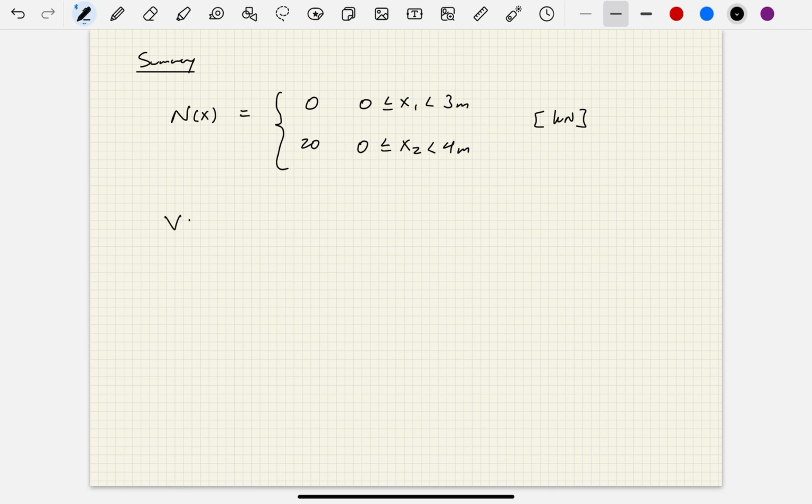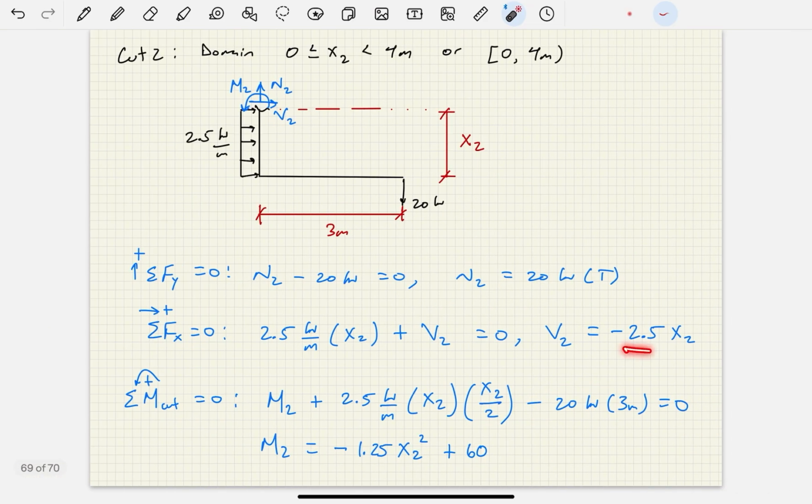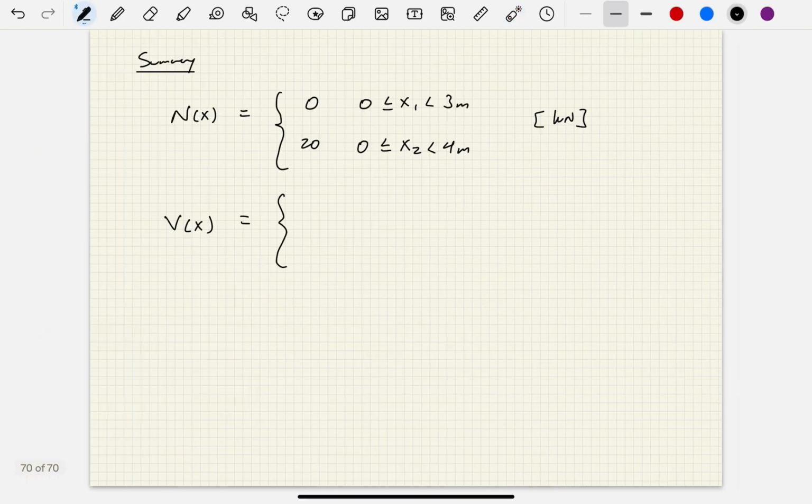We can do something similar. We can say the shear force as a function of x, and they really have two different x domains, right? That's why we're indicating with the x1 and the x2, okay? So what does the shear force have? So for V1, it was 20 kilonewtons. V2 was negative 2.5 x2. So this is going to be 20 and then negative 2.5 x2. And again, if you write it like a piecewise function, you can say 0 to x1 up to 3 meters and then 0 to x2 up to 4 meters. And this is, again, a shear force collectively with units of kilonewtons.